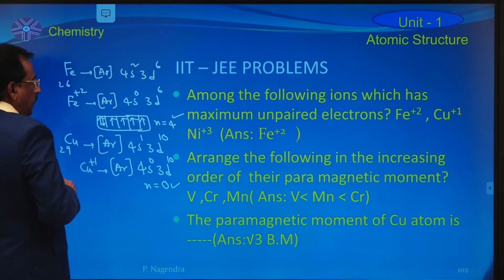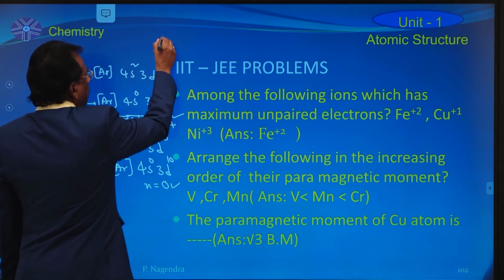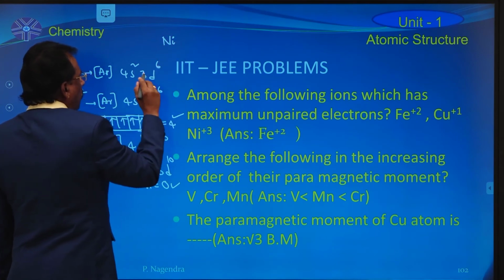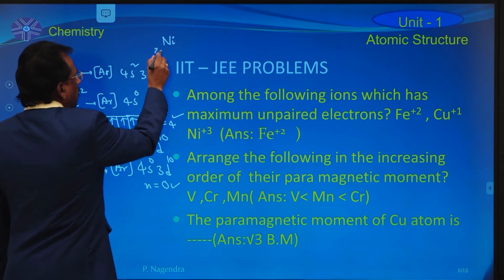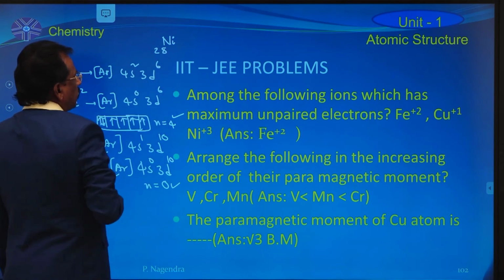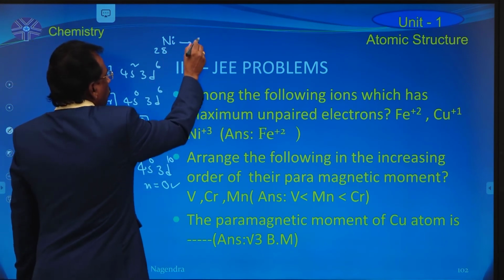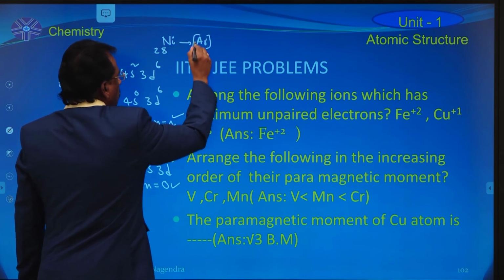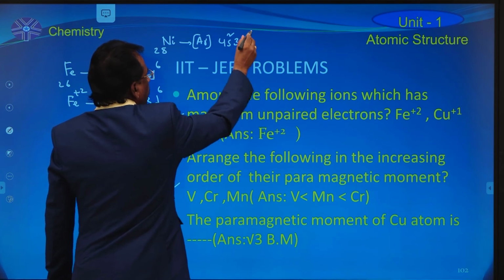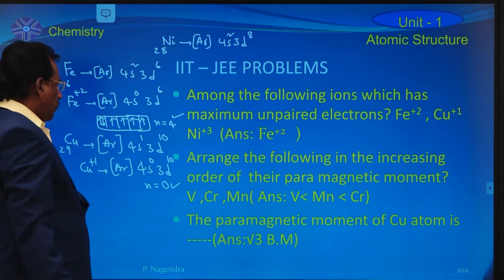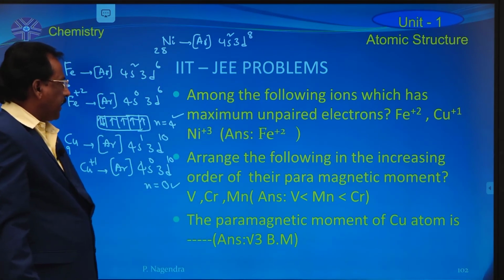Similarly, nickel. Nickel's atomic number is 28. Its configuration is argon 4s2 3d8.